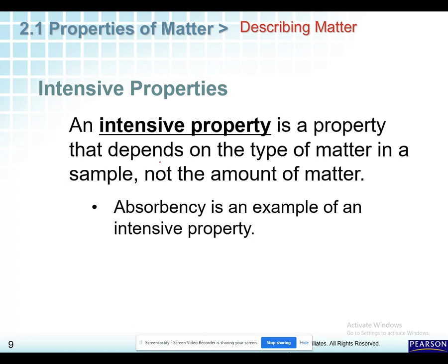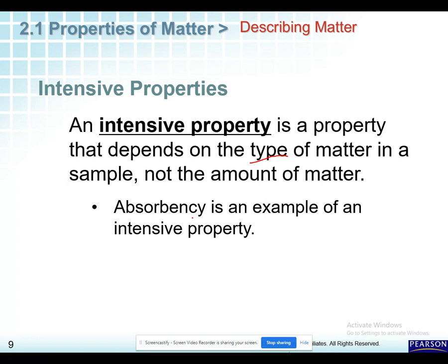And basically, it's the property that depends on the type. So for clothes, is it wool, cotton, polyester? And you don't necessarily have to care about the amount. You can have a small little shirt. You can have a huge shirt. No matter what, as long as it's made up of this type, it's an intensive property.